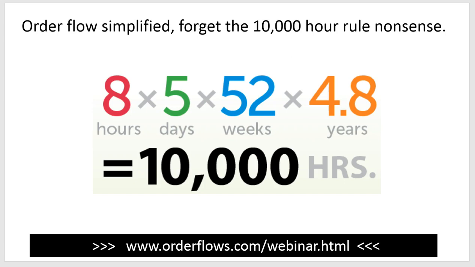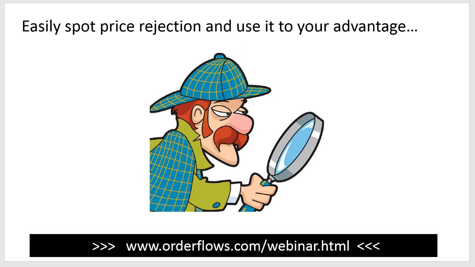Now, if you want to speed it up, you could do it in 2 or 3 days. Again, I'm talking about somebody who has no experience with it getting to a level where you can start understanding order flow. And another thing I'll talk about is spotting price rejection and using it to your advantage.